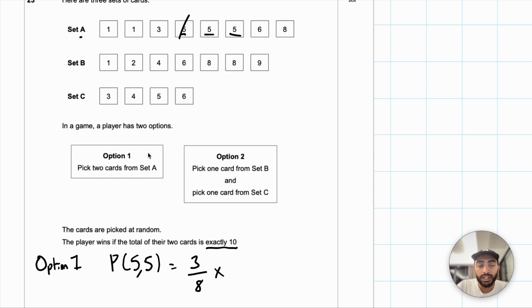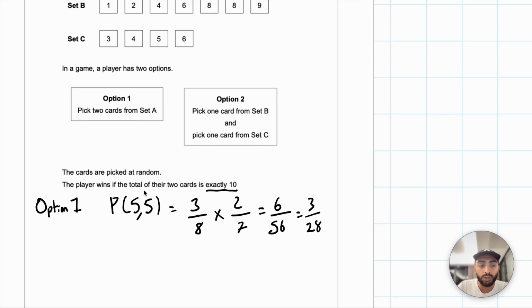For the second pick, I've taken out one of these 5s. So now I'm left with 2 5s. And now we need to remember there's not 8 cards remaining, there's 7 cards remaining. So it's 2 over 7. 3 times 2 is 6, 8 times 7 is 56, and that would simplify to 3 over 28. So that's option 1 done.